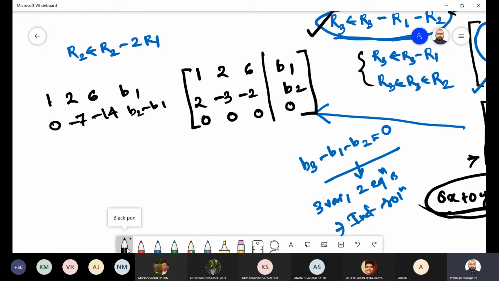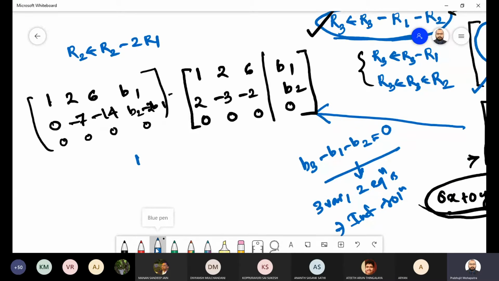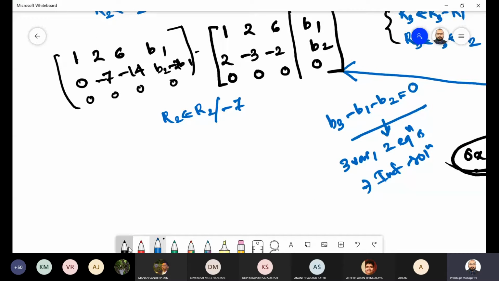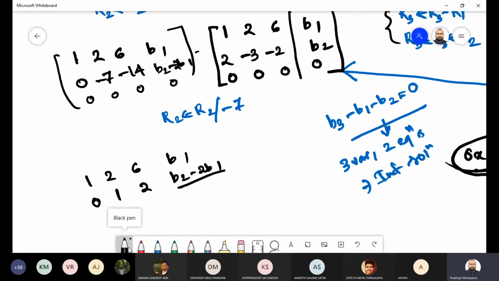Yes, 2 times B1. Then 0, 0, 0, 0. Next, you can divide the second row by minus 7. This is not required for this problem, but in case they ask. Dividing by minus 7, you are going to have 1, 2, 6, B1, then 0, 1, 2, B2 minus 2B1 divided by minus 7, and then 0.